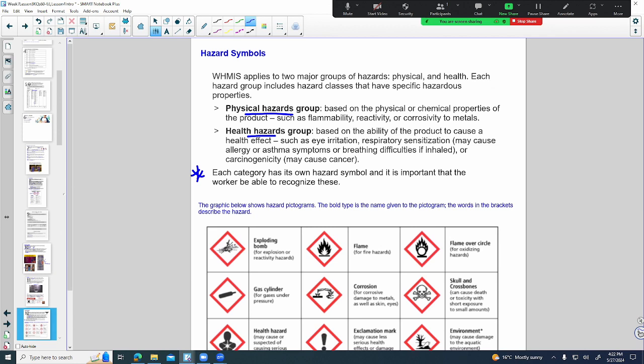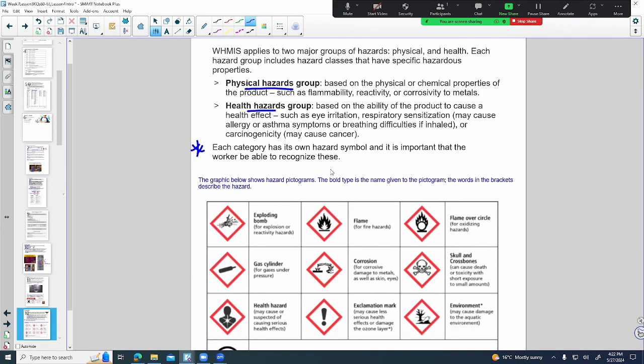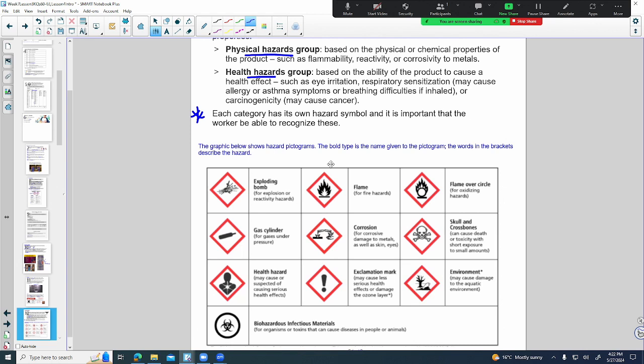So here are some pictograms, means a picture. So the bold type is the name given to the pictogram, and then the words in the brackets describe the hazard. So the picture of the exploding bomb is for explosion or reactivity hazards. The flame, we talked about that. That's for fire hazards. And then flame over circle is for oxidizing hazards. Gas cylinder for gases under pressure. Corrosion for corrosive damage to metals as well as skin and eyes.